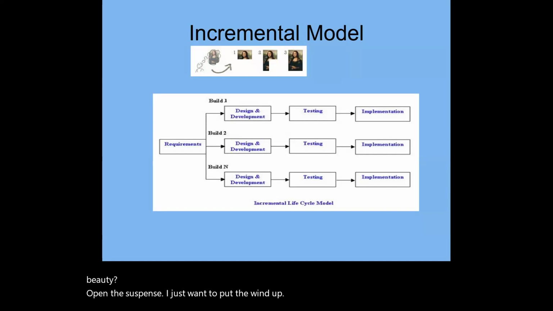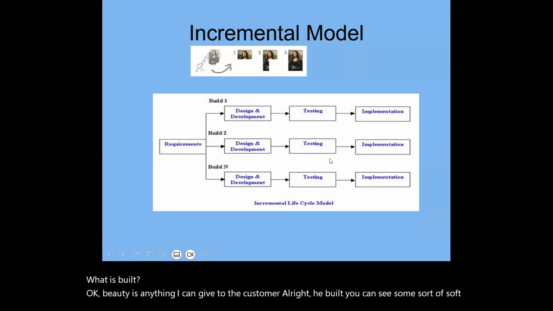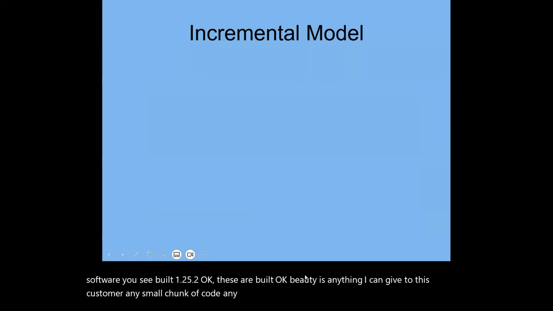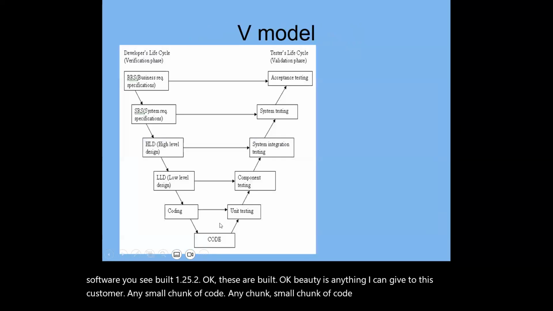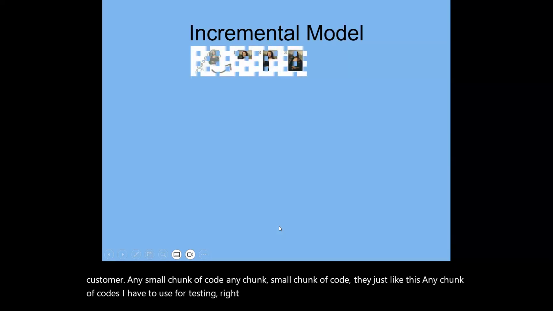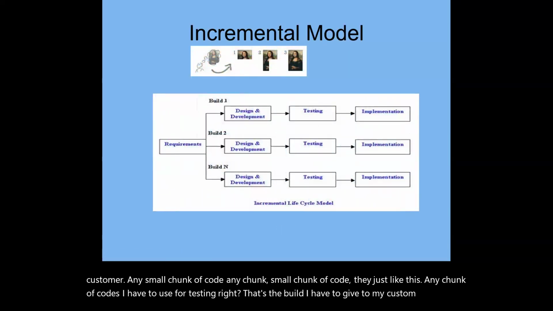What is a build? Build is anything I can give to the customer. You can see some sort of software, say build 1.25.2. Those are builds. A build is any small chunk of code that I have to use for testing. That's the build I have to give to my customer. That's what a build is all about.